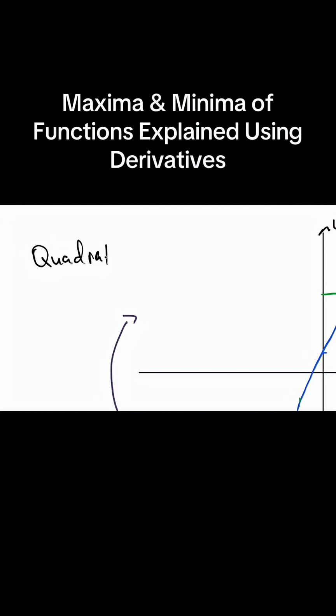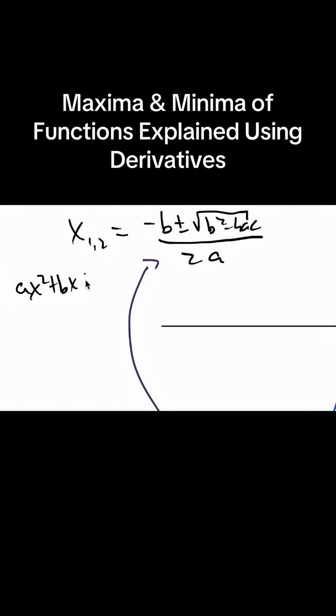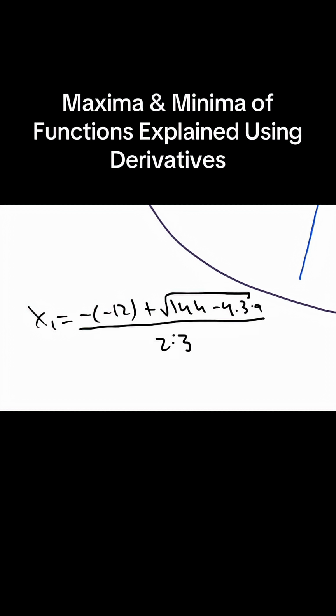Now, since this is a quadratic and has two solutions, we're going to be using the quadratic formula. And a, b, c are just quadratic constants. Now, the first solution is minus 12 plus square root of 144 minus 4 times 3 times 9, over 2 times 3. And we do plus or minus since there are two solutions.